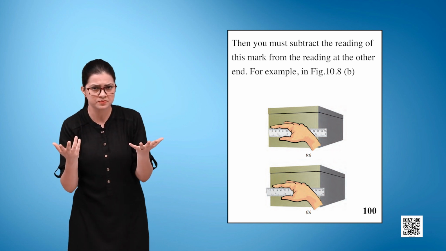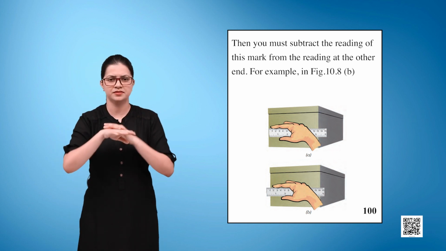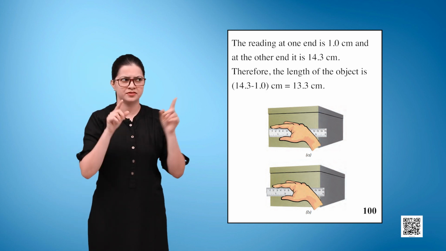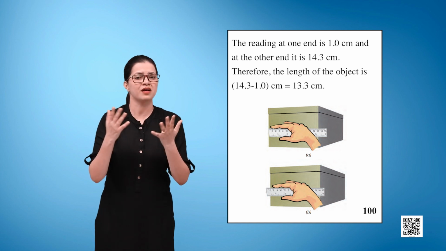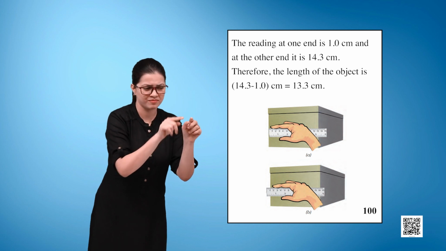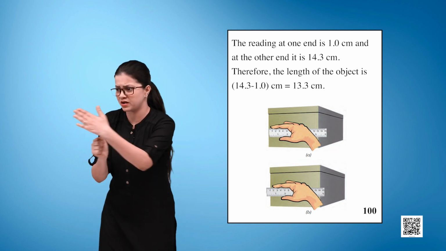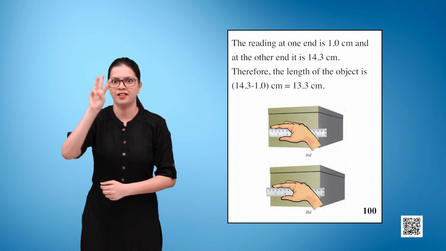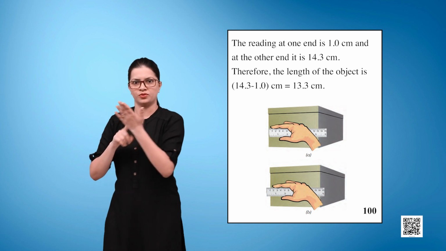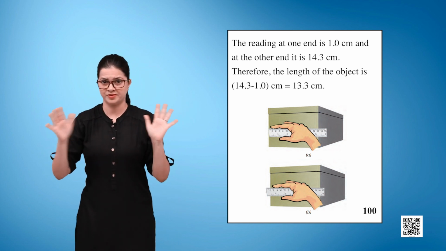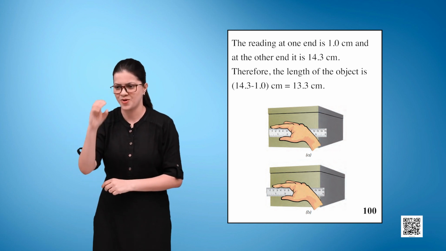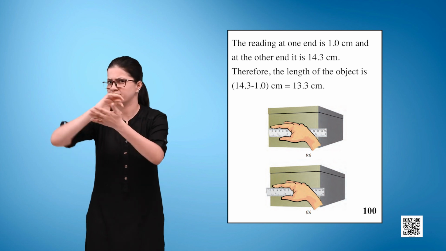For example, in figure 10.8b, the reading at one end is 1.0 cm and at the other end it is 14.3 cm. Therefore, the length of the object is 14.3 minus 1.0 cm, which is equal to 13.3 cm.